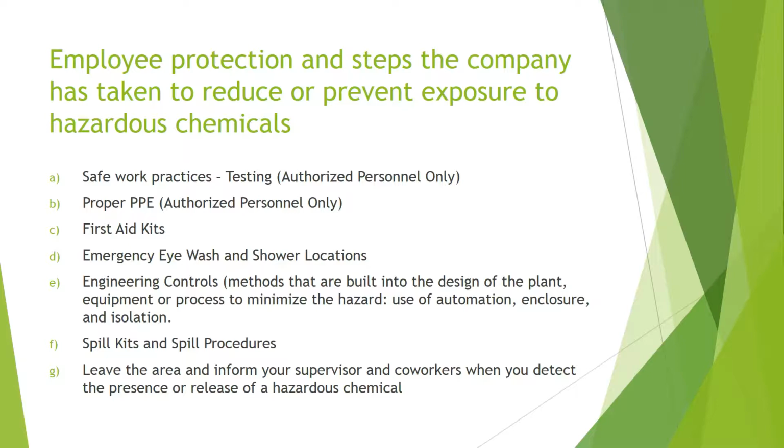Additionally, we have engineering controls set in place. These are methods that are built into the design of the plant, equipment, or process to minimize the hazards. This implements the use of automation, enclosure, and isolation. In the event of a spill, we have universal spill kits along with procedures in the chemical areas as well. In the event that you detect the presence or release of a hazardous chemical, leave the area and inform your supervisor and coworkers.